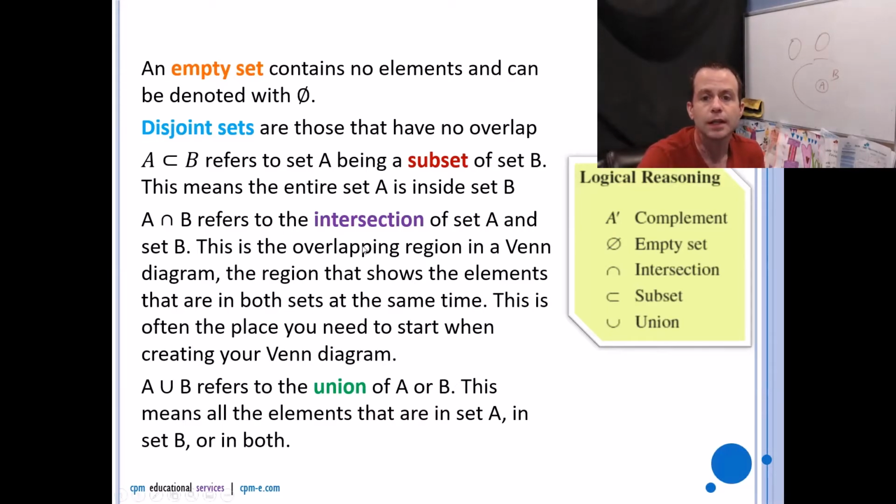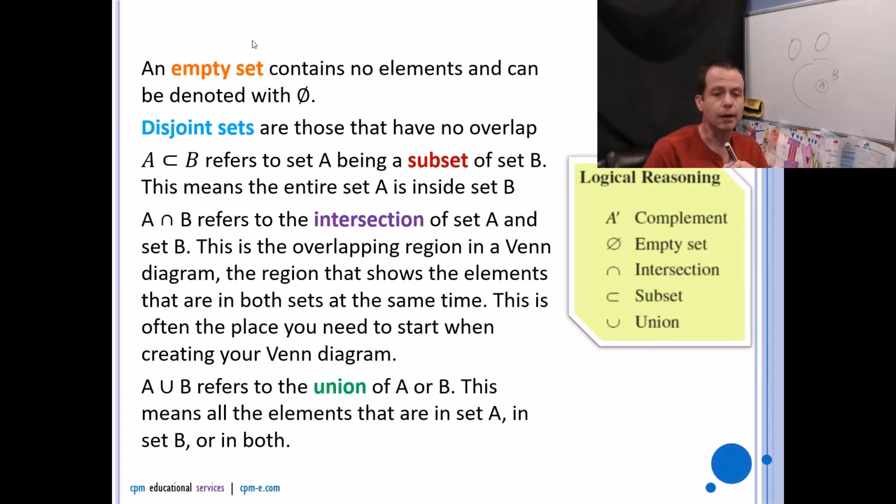Now, the intersection, that's this symbol right here, and we say A intersect with B, it refers to the intersection of set A and B. This is the overlapping region in a Venn diagram, the region that shows the elements that are in both sets at the same time. This is often the place you need to start with when you're creating your Venn diagram, okay?